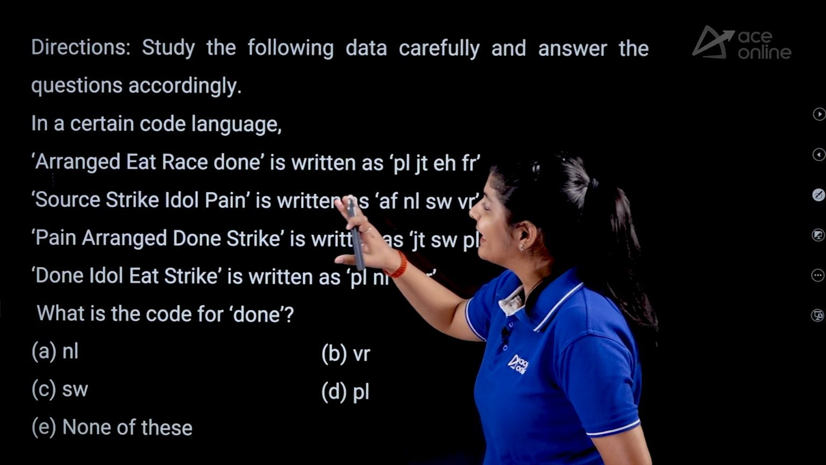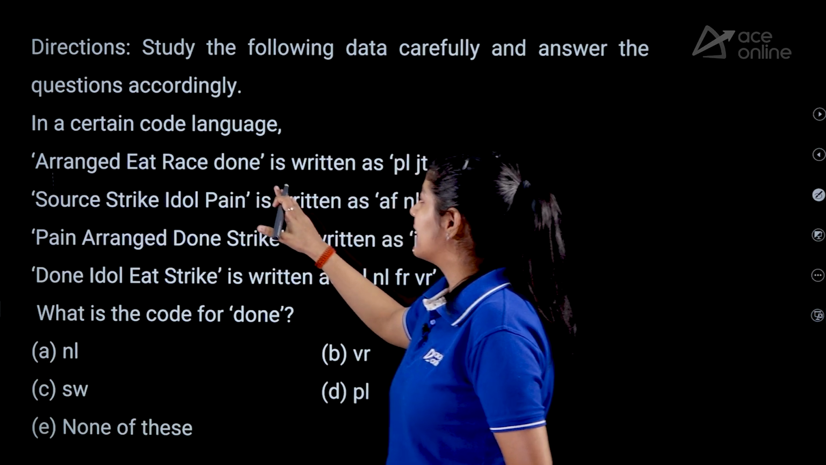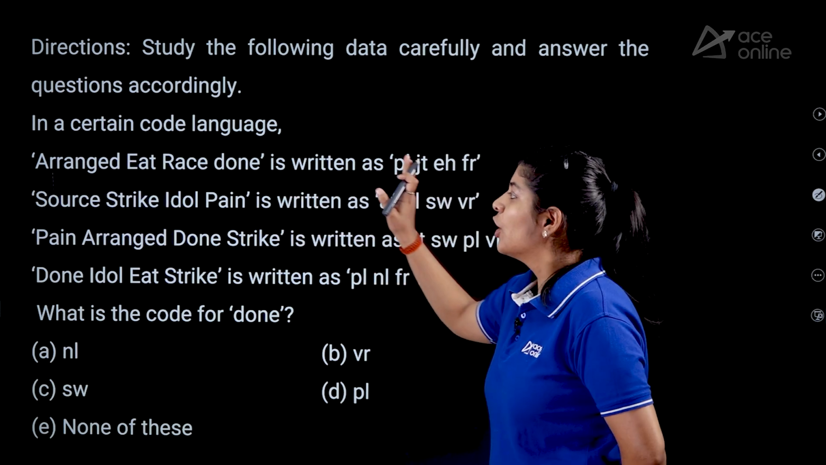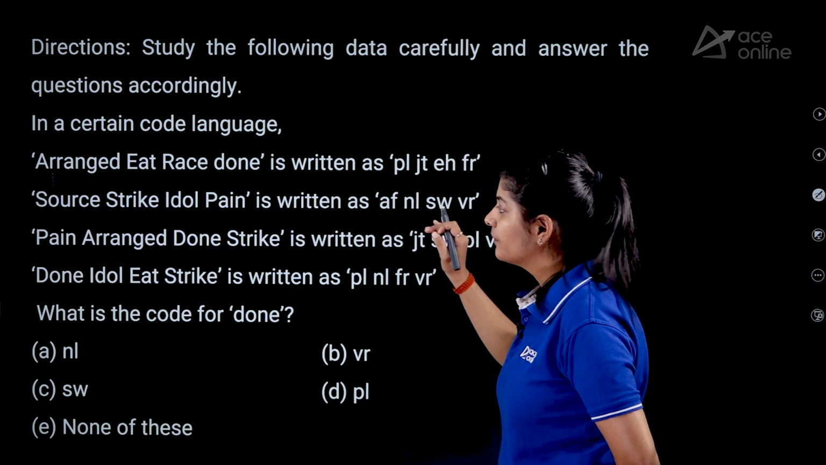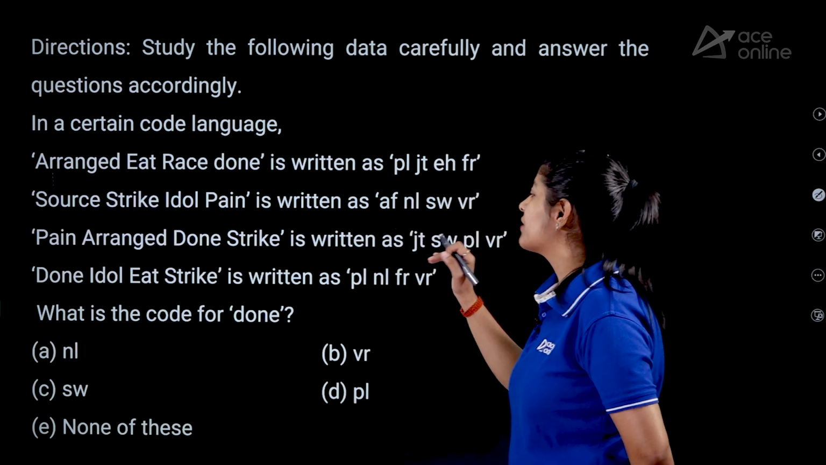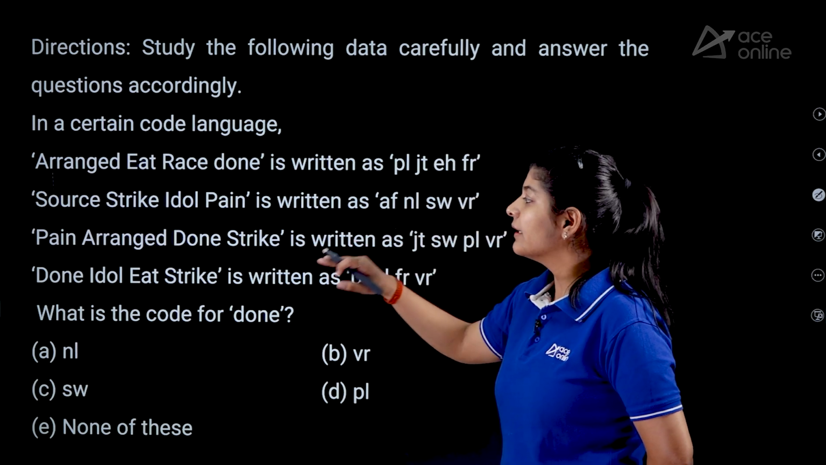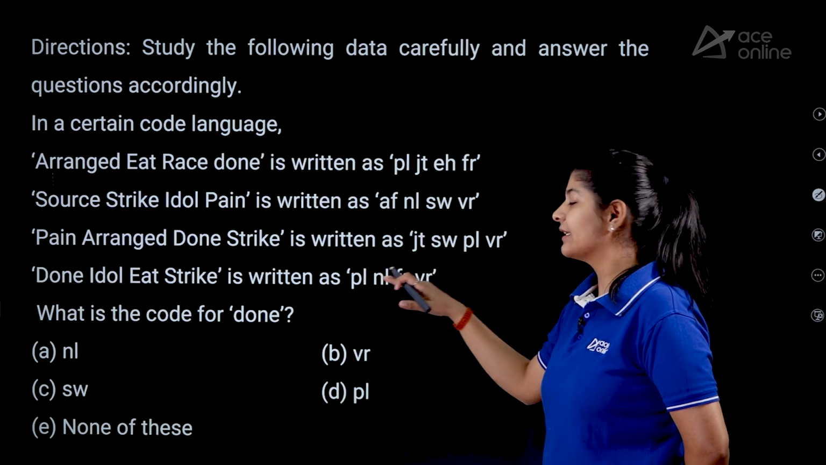Now we know that arranged, eat, race, done is written as this one. Source, strike, idle, pain is written as this one. Pain, arrange, done, strike is written as this one. Done, idle, eat, strike is written as this one.